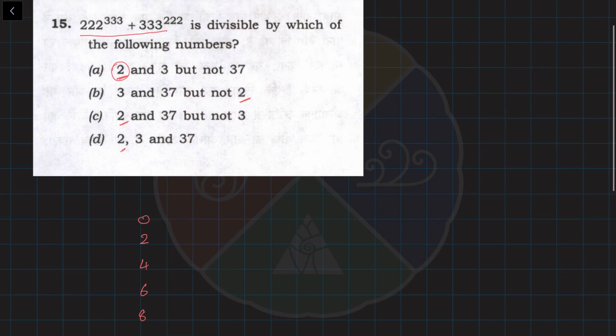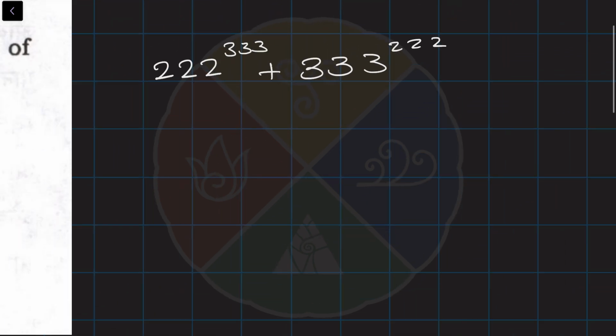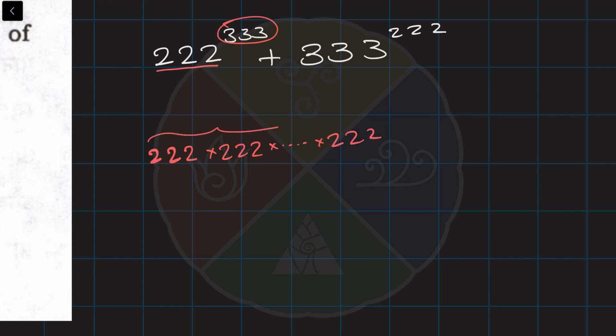Now, why does this problem become easy? Let's directly solve the problem and you'll see. We'll write the number 222 raised to 333 plus 333 raised to 222. Now, if you look at the first number, 222, that of course is an even number. And it is being raised to 333. It basically means 222 into 222 into keep on going, multiplying this number 333 times.